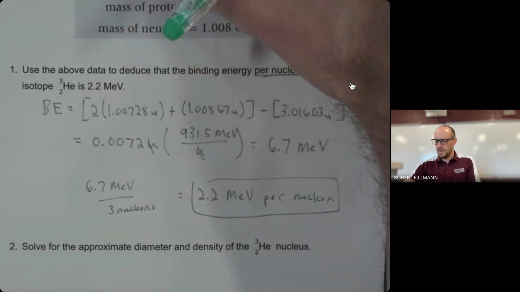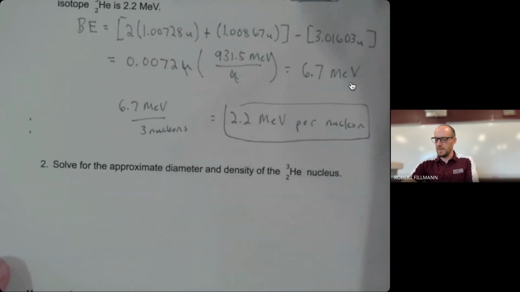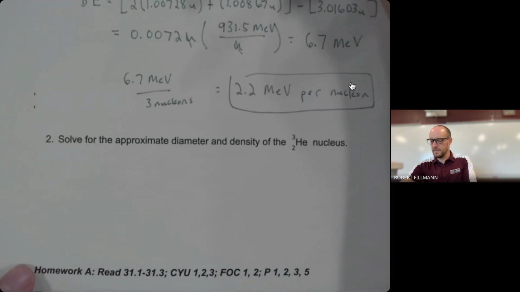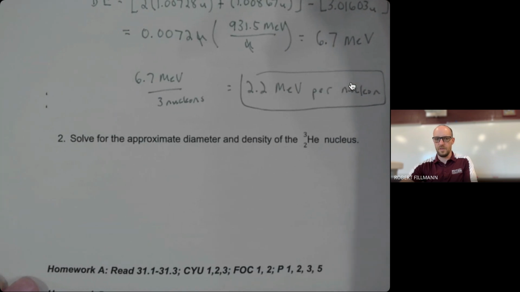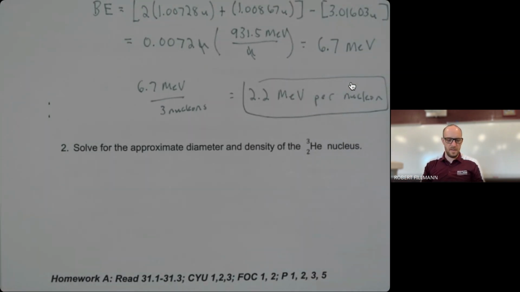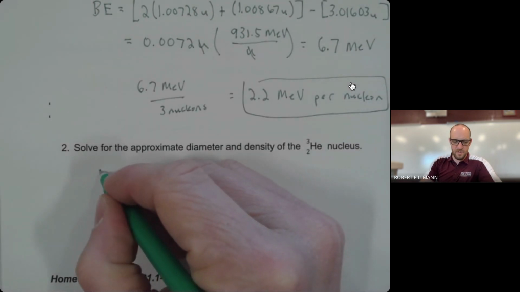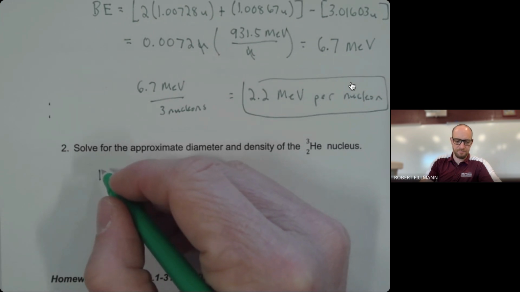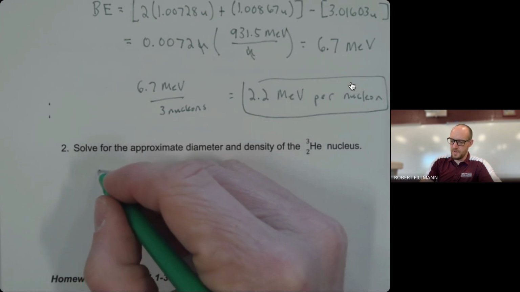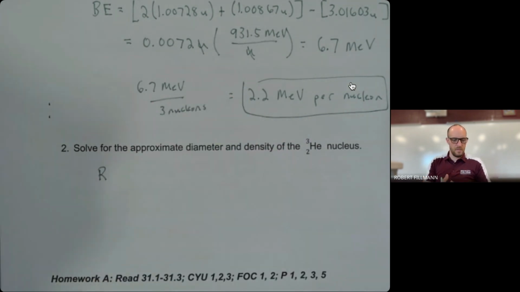All right, we'll take a look at the final one here. Solve for the approximate diameter and density of the helium-3 nucleus. So to find diameter, I need to know its size. So here we can use our radius equation, the Fermi radius equation.